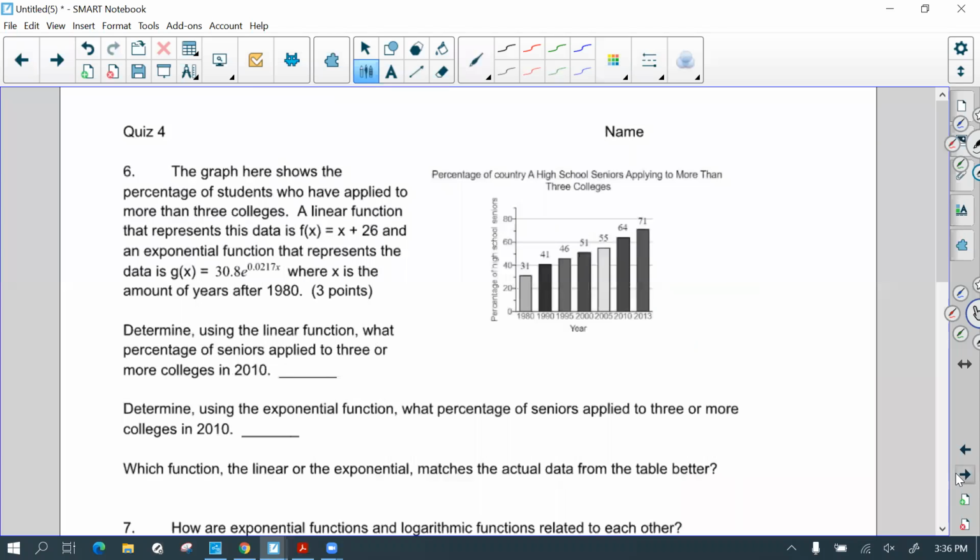The back page, this linear function is x plus 26. And you need to use that to predict how many of these seniors apply to 3 or more colleges in the year 2010. Well, in the year 2010, x equals 30, because in 1980, x equals 0. So 30 plus 26 is 56.